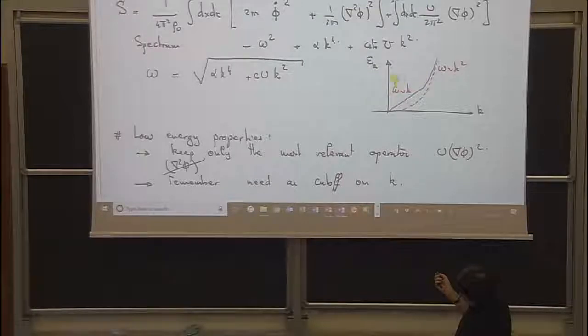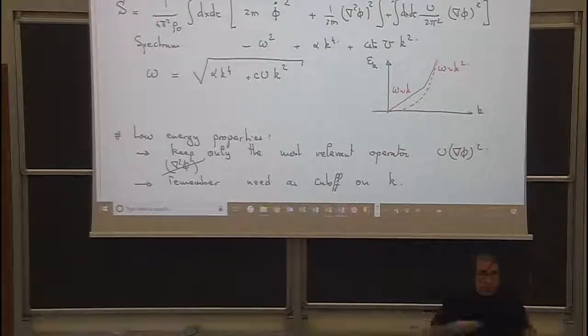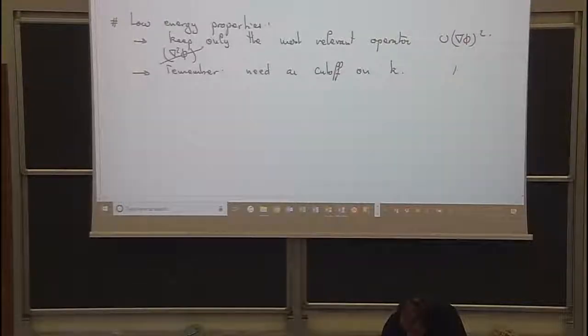So I will say, let me focus on the low energy part, but then I need an ultraviolet cutoff, not to screw up by considering that this spectrum extends to infinity, in which case I might even get integrals which are divergent or ill-defined or whatever. So I will put a cutoff on k, which I will call lambda.